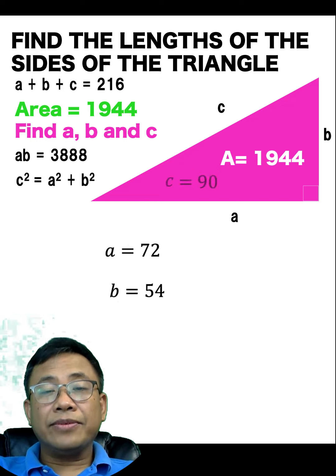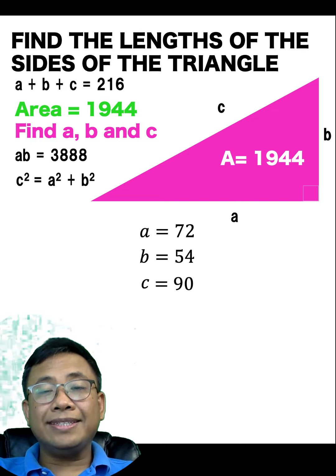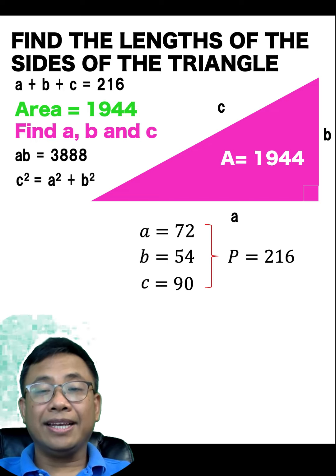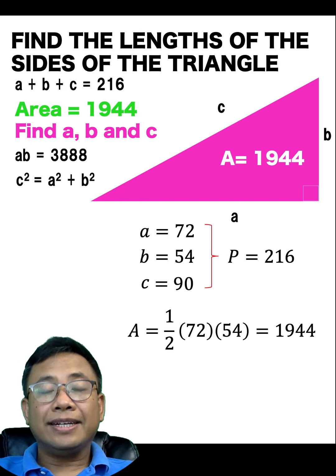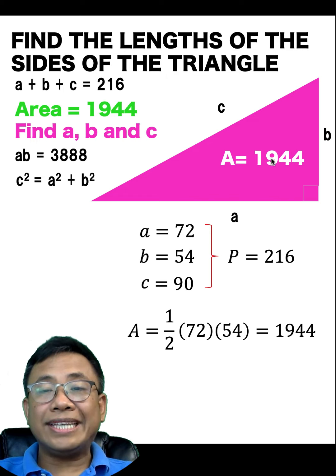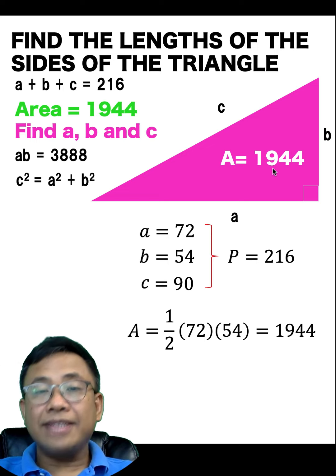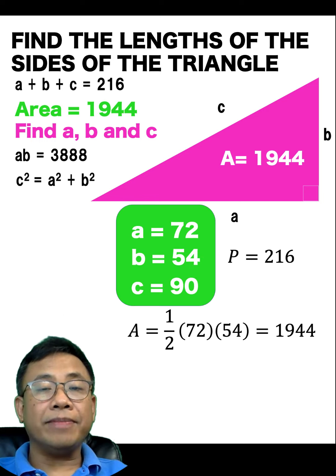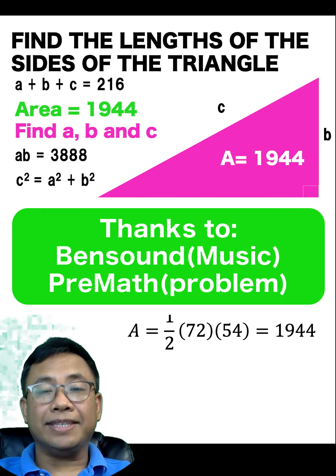And to check our answer, we now have these three values for A, B, and C. The perimeter is the sum of these three values, and it is correct because the sum is indeed 216. And the area is equal to 1/2 times the base of 72 times the height of 54, and the result is 1,944, which is correct because it's given that the area is 1,944. And so this problem is now solved. The value of A is 72, the value of B is 54, and the value of C is 90.